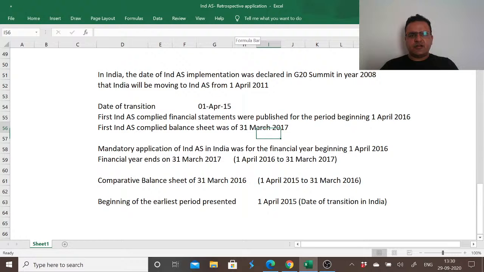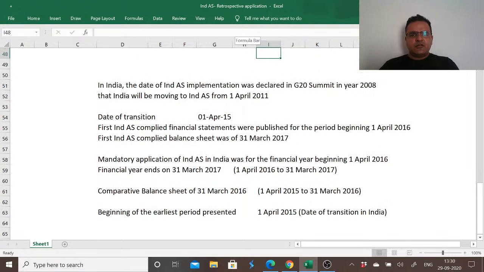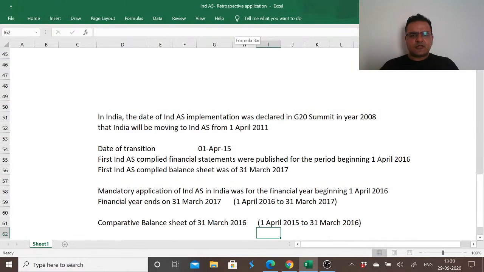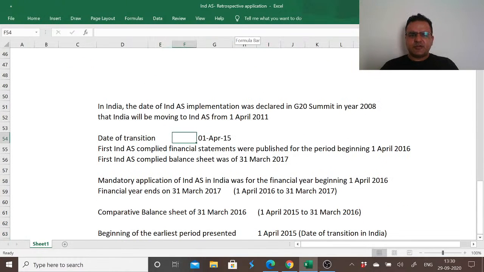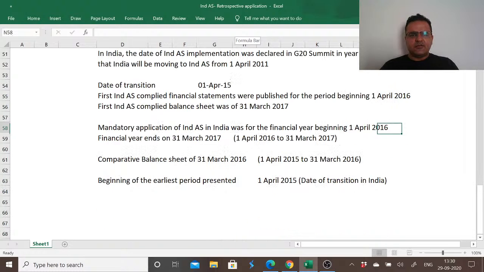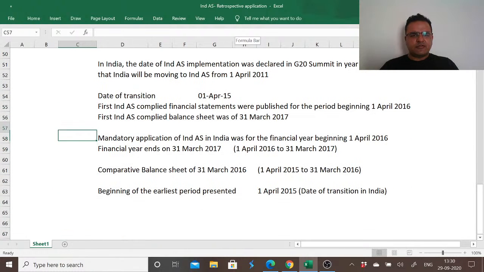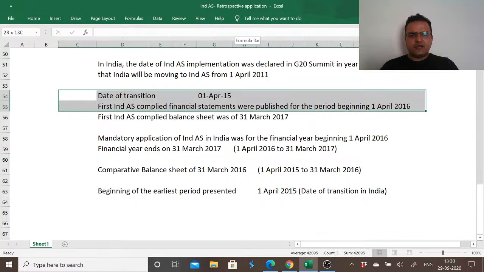Mandatory date of transition in India. So this is making the statement correct. Date of transition in India is 1st April 15, the beginning of the earliest period presented. The first Ind AS compliant balance sheet is for the period beginning 1st April 16. If it is beginning on 1st April 16, it is preparing financial statements on 31st March 17. So the first Ind AS compliant balance sheet is of 31st March 17. So all the three statements are correct.